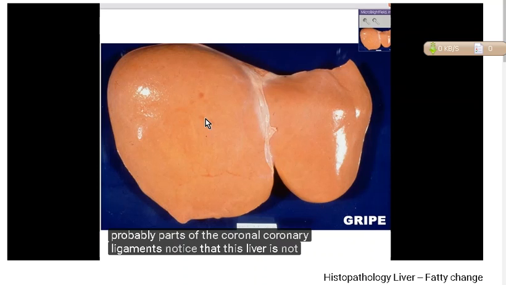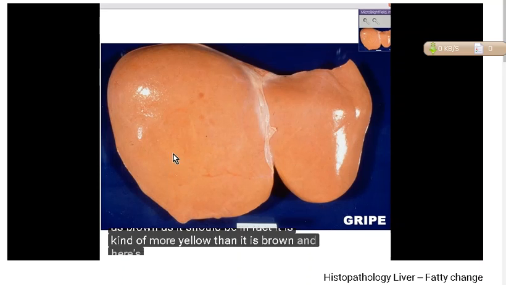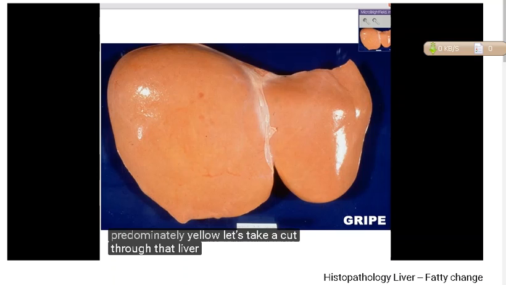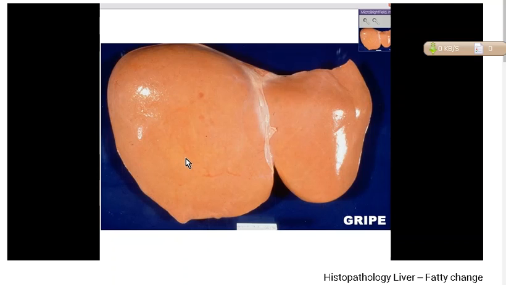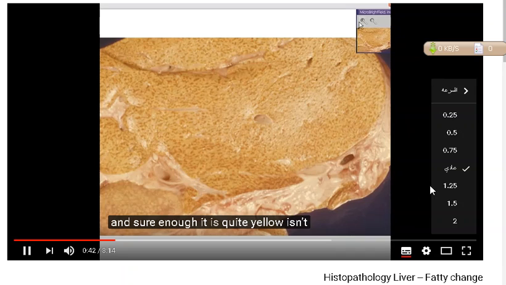Notice that this liver is not as brown as it should be. In fact, it is kind of more yellow than it is brown. And here's an area here that is almost predominantly yellow. Let's take a cut through that liver. And sure enough, it is quite yellow, isn't it?